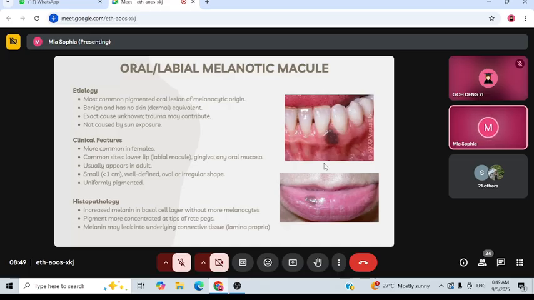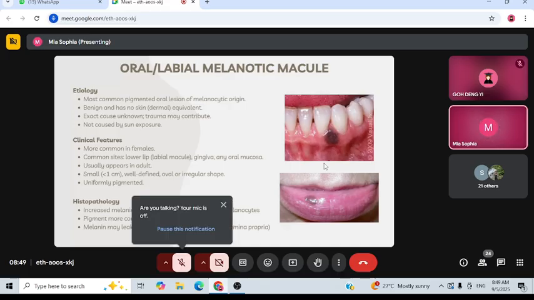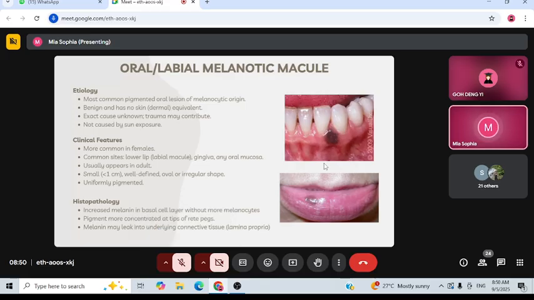The most frequent site is the lower lip, also referred to as labial melanotic macule, though it can also appear on the gingiva or elsewhere in the oral mucosa. These lesions are less than 1 centimeter, well defined, and can be oval or irregular in shape. The pigmentation is uniform, usually brown, and the lesion is completely asymptomatic.